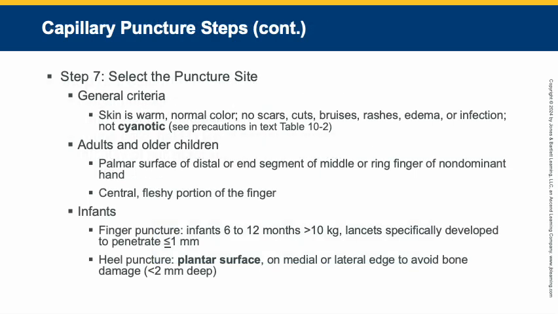Number 7, select the puncture site. General site selection criteria include selecting a site that is warm, normal color, and free of scars, bruises, or rashes. It should not be cyanotic, which is bluish in color, usually from a shortage of oxygen in the blood. It should not be edematous, which means it is swollen with fluid, infected, or a recent previous puncture site. Accumulated tissue fluid from swollen or previous punctured sites can contaminate the specimen and negatively affect the results. Puncturing such sites can also spread undetected infection.